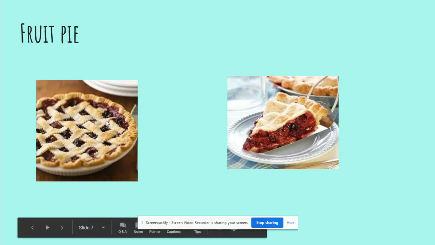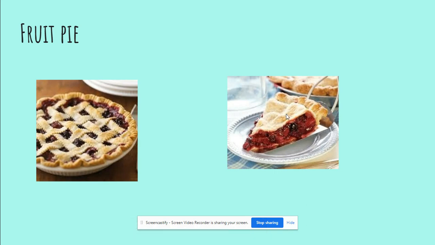Okay, so here are some examples of fruit pies. This is what is called a lattice top crust, so it kind of looks like a basket weave. And then this is just a regular fruit pie with a top and a bottom crust. It's a double crusted pie.